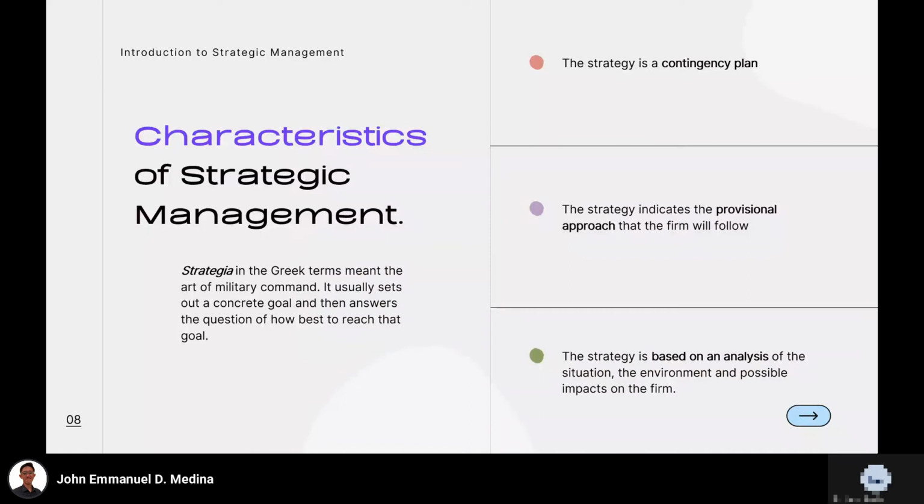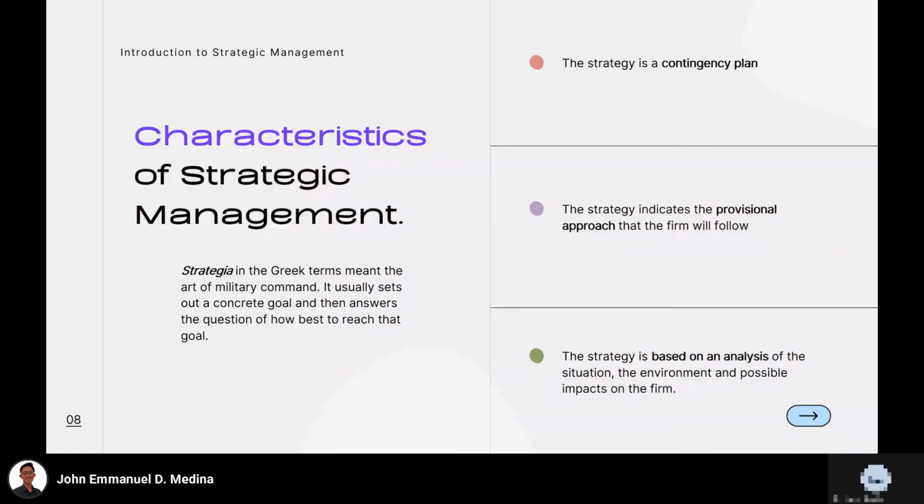Schwenker and Spreman highlighted these characteristics of strategic management. First, the strategy is a contingency plan that outlines what approach the firm should follow in different situations in response to changes in the environment or action taken by other people. It is not a single strategic move, but a series of sequences and actions in order to adapt to these changes that may affect the organization.